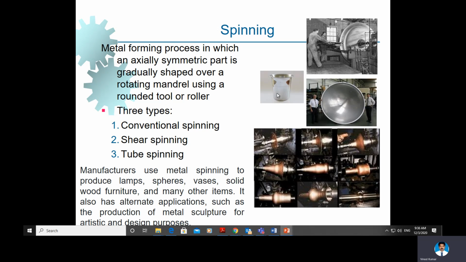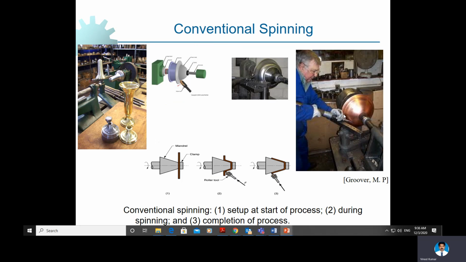Spinning process means we rotate the workpiece, for example, a disc shaped workpiece, at a very high RPM. They can be done by hand or by connecting it with a conventional or CNC lathe machine, and then they are rotated at very high speed, and a tool is used for shaping the material. A tool like a roller or a similar tool is used.